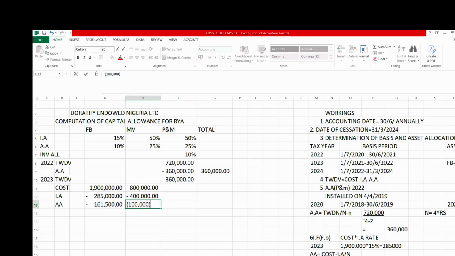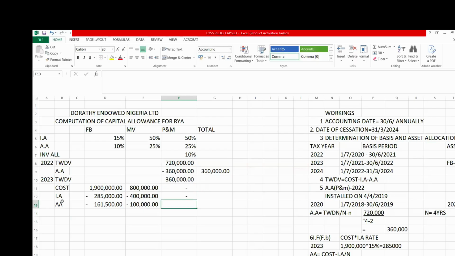The addition of this, so for this now, we are going to have cost, no plant and machinery was acquired in 2023. We have a dash there. Then we are going to have 0. Let me put 0 there. Then for initial allowance, no asset was acquired. We also have a dash.